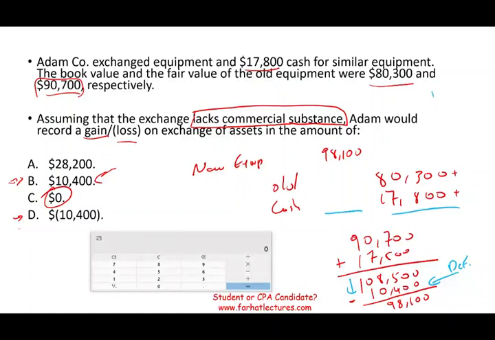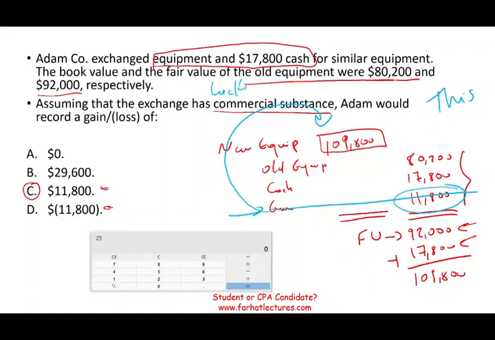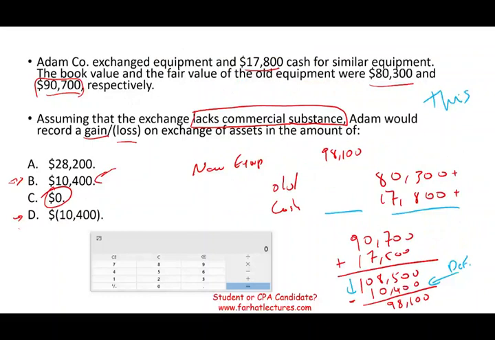So the difference between this transaction and this transaction is that in this one I recognize the gain. If I did not recognize the gain, what I would do is take out the gain and reduce the new equipment. If this question lacked commercial substance, and this is what I did here, I did a transaction that lacks commercial substance.